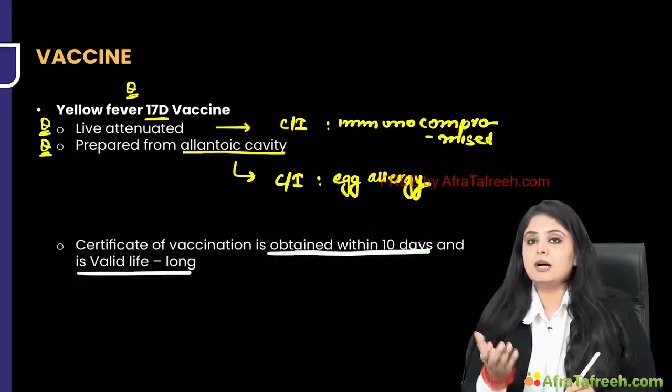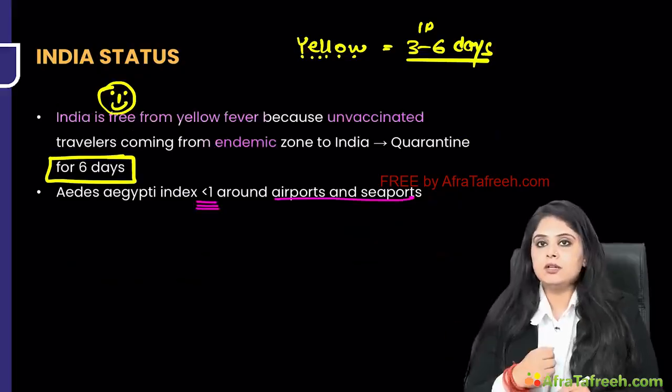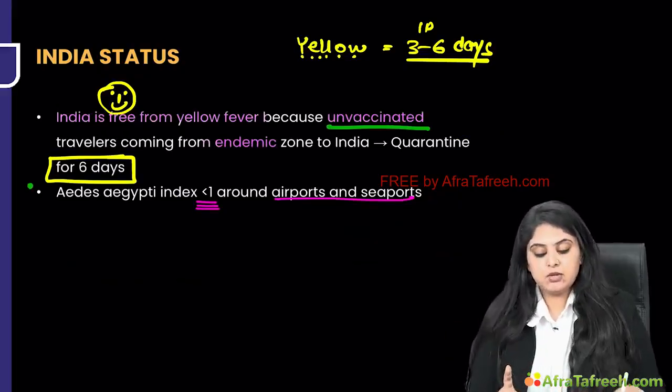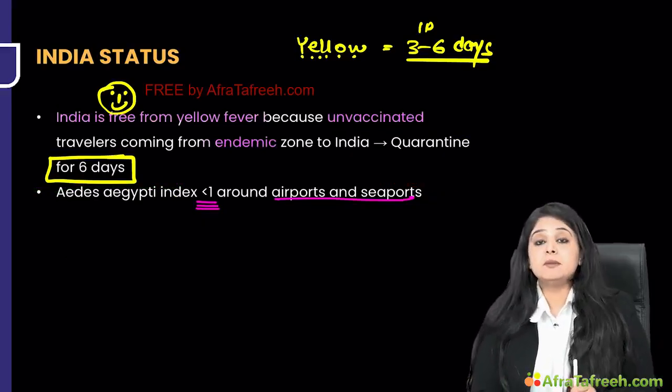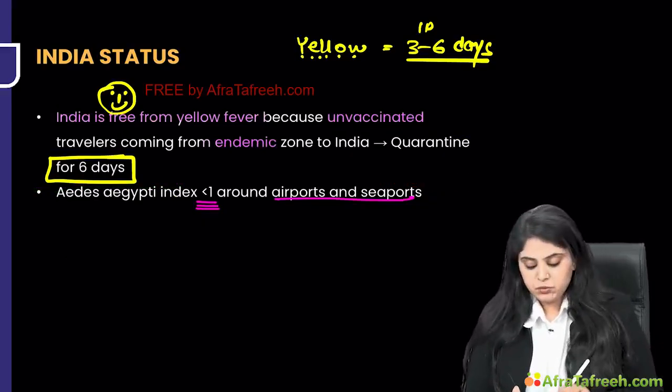That is why I said someone comes to you with a vaccine, you let him into your country. Someone does not come with a vaccine, then you have to quarantine for 6 days. That is all about the very famous yellow fever. Let's move on to another disease.